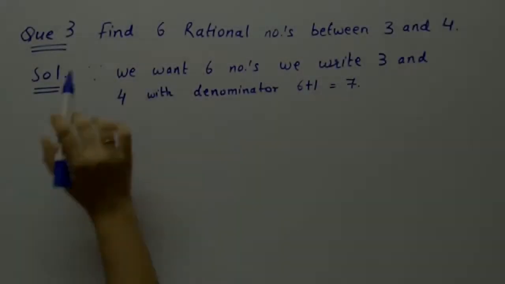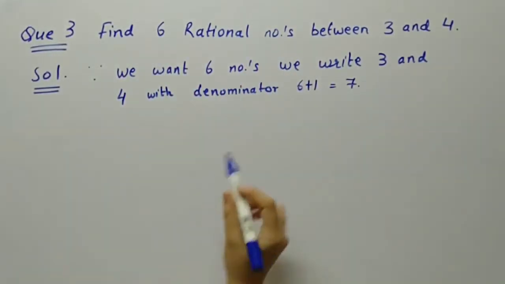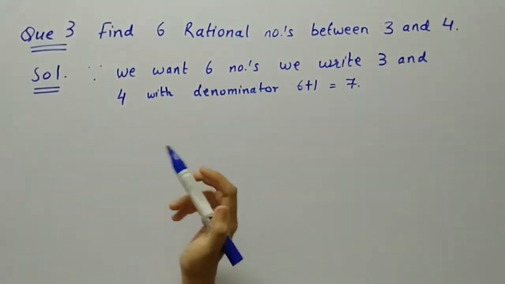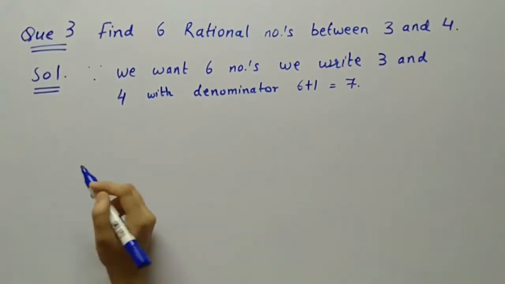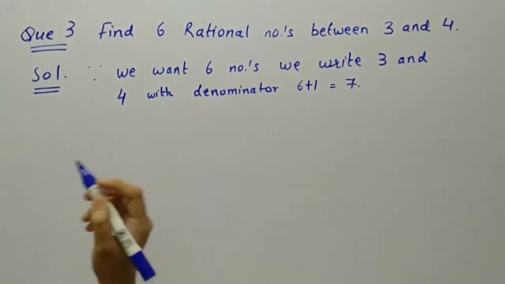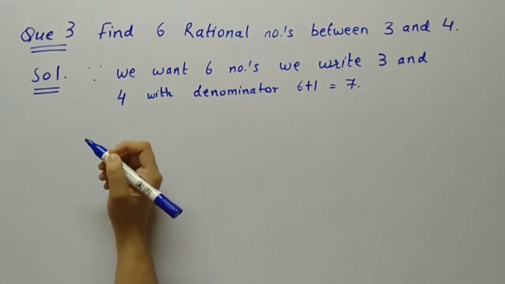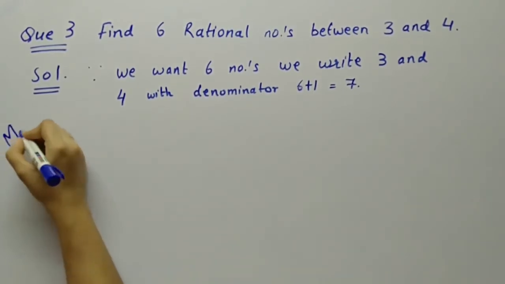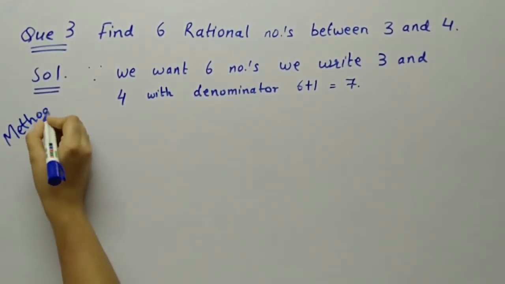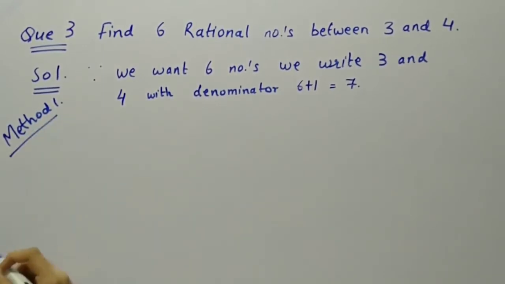Question number 3. Find 6 rational numbers between 3 and 4. So we have to find 6 rational numbers between 3 and 4. So there are two methods for solving this question. So first of all, we will discuss the first method.